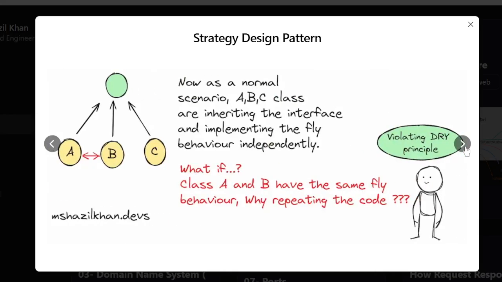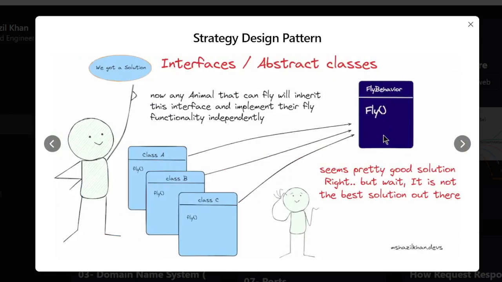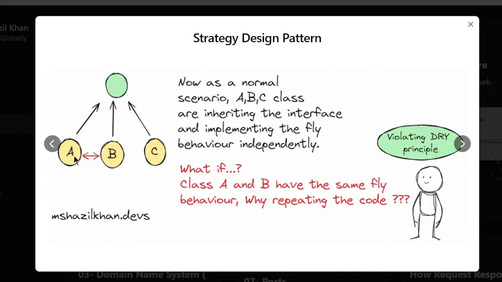So in this slide, now let's understand what is written over here. As a normal scenario, classes A, B, and C are inheriting the interface and implementing the fly functionality or the fly behavior independently. This is another visual representation of the same scenario, which is explained by classes here. So these classes A, B, and C are inheriting the interface and providing their implementation independently. What if class A and B have the same fly behavior? Why are we repeating the code?